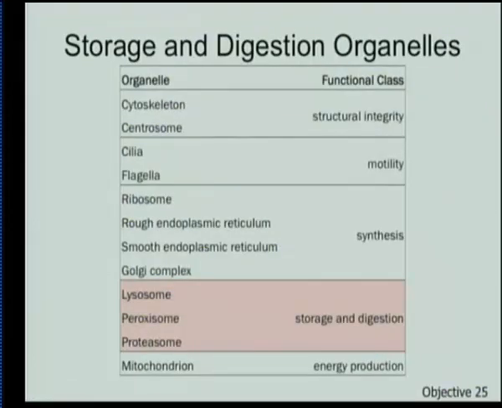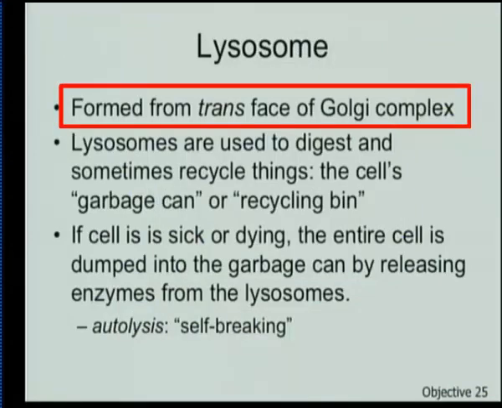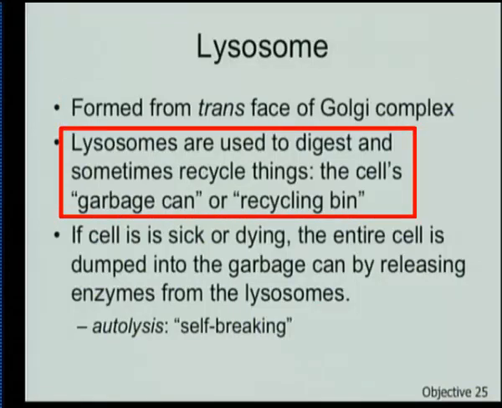Now, our next group of organelles are involved in storage and digestion. We introduced these a little bit when we talked about phagocytosis and pinocytosis as forms of endocytosis, which involved, for example, the lysosome. Well, we're going to add two more: a peroxisome, and we're going to talk about a proteasome as well. So the lysosomes are actually formed as vesicles from the Golgi complex, and their job is to digest and allow things to be recycled or allow things to be destroyed and disposed of.